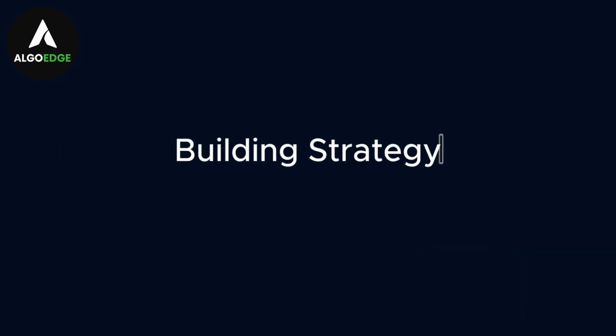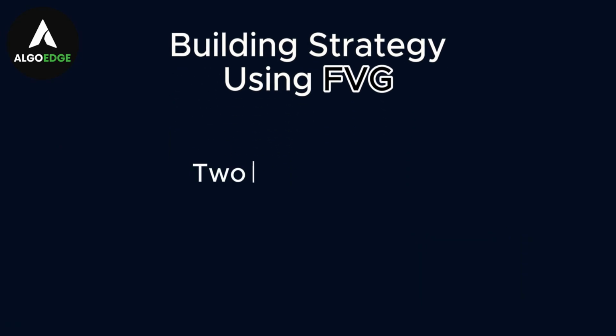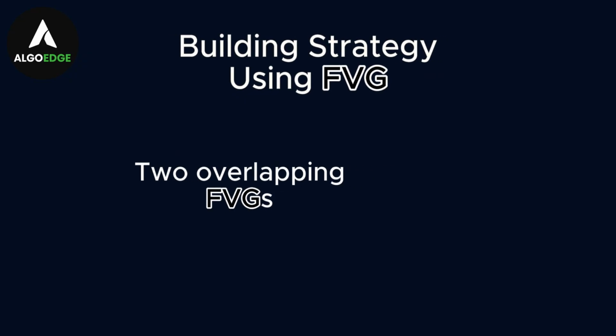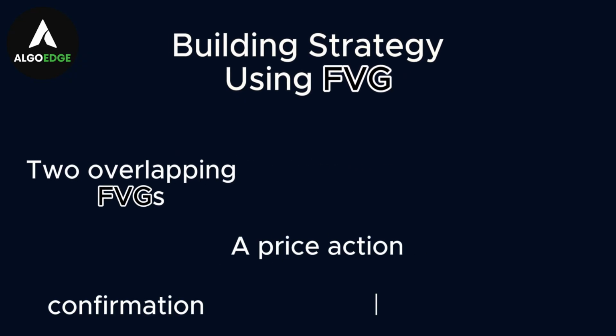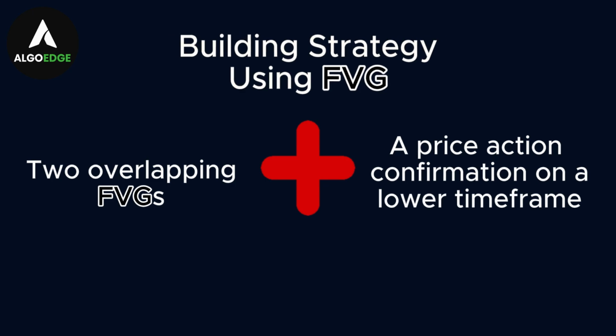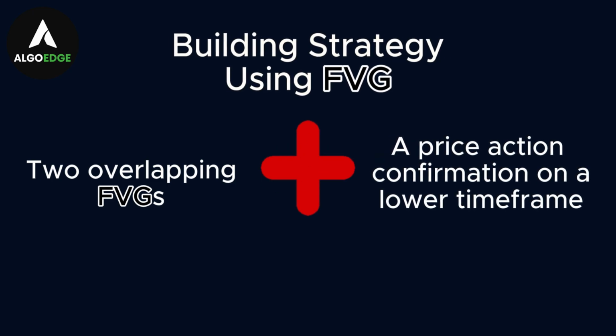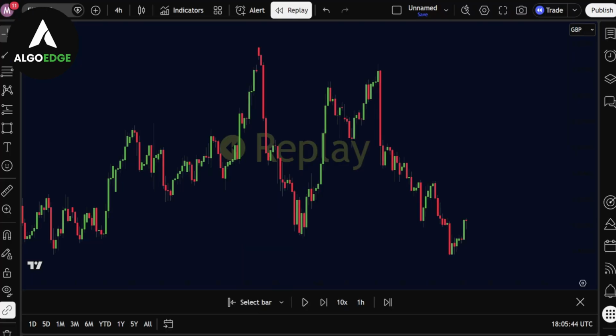The strategy I'll show you combines three powerful concepts: two overlapping fair value gaps from different timeframes, plus a price action confirmation on the lower timeframe. Together, these significantly increase the probability of a successful trade. Now, let's look at a real example of this strategy in action.